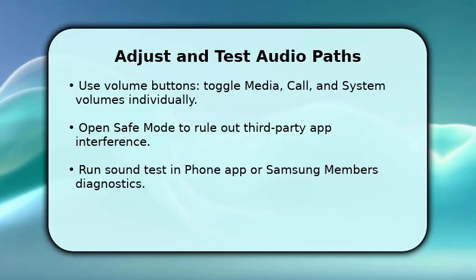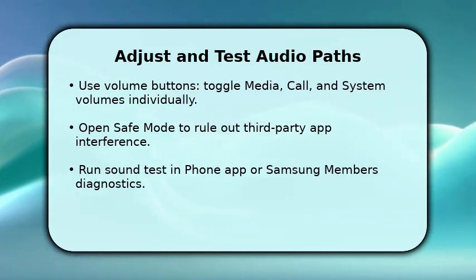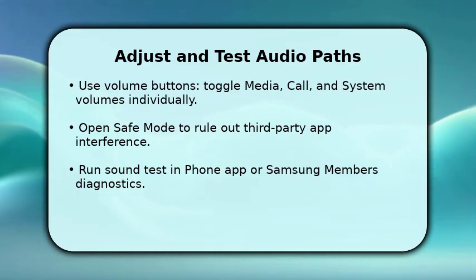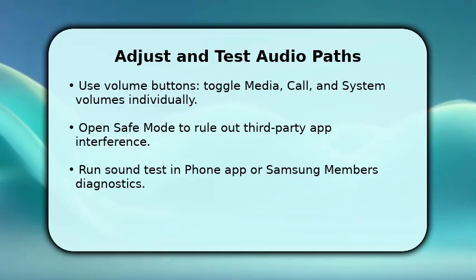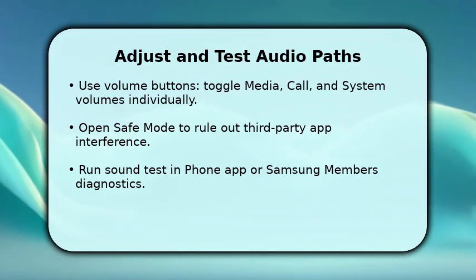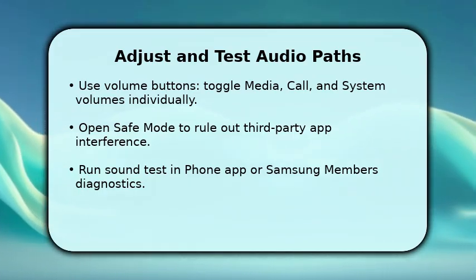If volume still misbehaves, restart into safe mode. This disables third-party apps and shows whether an app changed audio behavior. Then run the built-in diagnostics. Open Phone or Samsung Members and select Speaker or Sound Test. These steps isolate whether controls, software, or hardware are at fault.